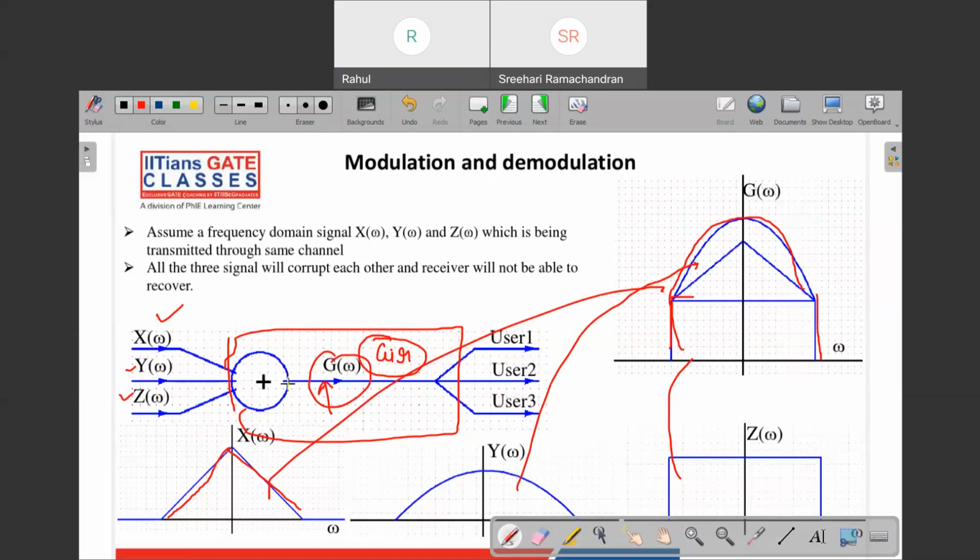Now once you go to the receiver side and user one tries to receive the signal, this X of omega, it won't be able to recover it, because this Y of omega and Z of omega have corrupted the X of omega because of the interference. And the same is true for user 2. User 2 wants to receive the Y of omega, but it can't recover Y of omega because of the interference with X of omega and Z of omega. And same story for user 3. So this is how the interference is not allowing us to recover the signal if we use the same medium for all the users.